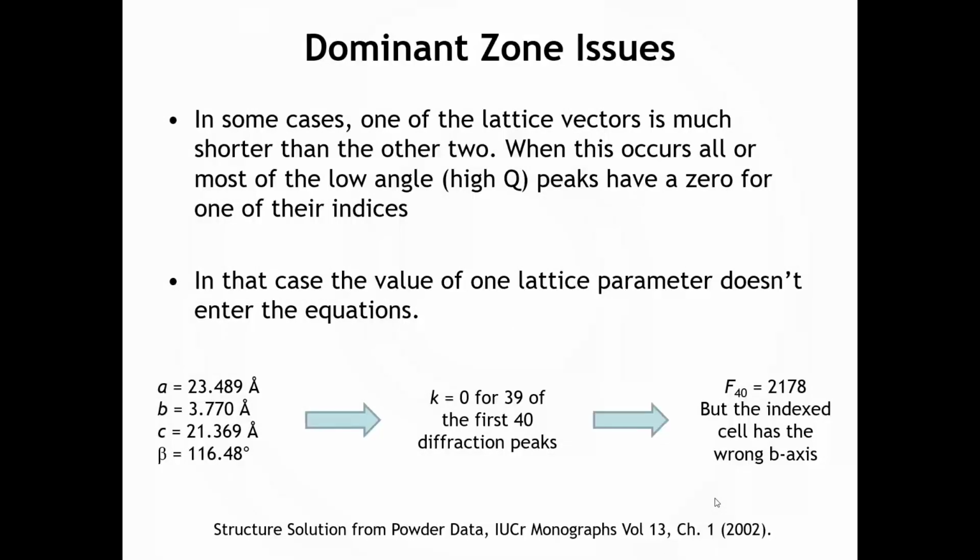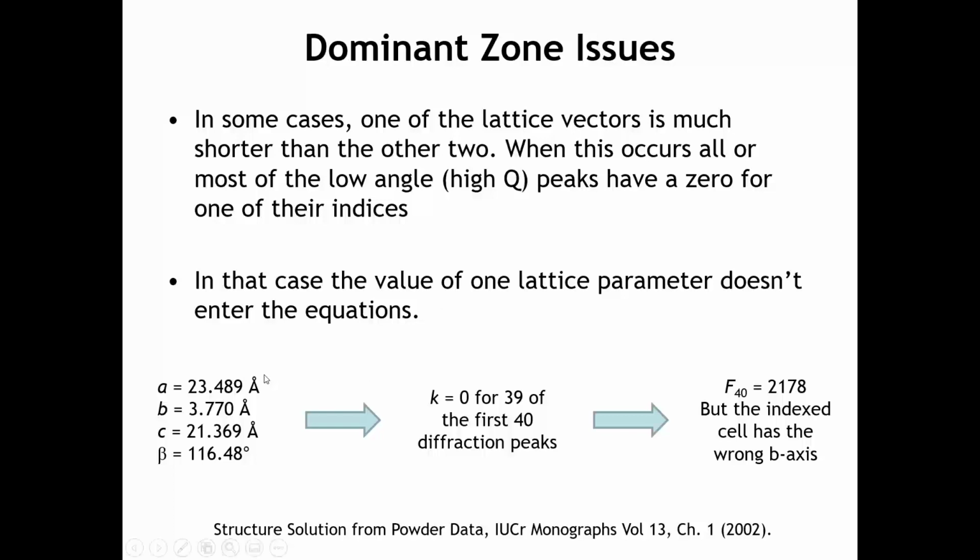The last thing I want to mention is something called a dominant zone. This doesn't come up very often, but when it does come up, it's definitely problematic. And the idea is, what if our unit cell is very anisotropic? And specifically, let's say that we have two axes that are quite big and then one unit cell vector that's much smaller than the other two. Well, remember that small unit cells give you peaks at high angles, and large unit cells give you peaks at low angles. That's kind of the inverse relationship. That means in the first several peaks, you might not have any that represent that small lattice parameter.